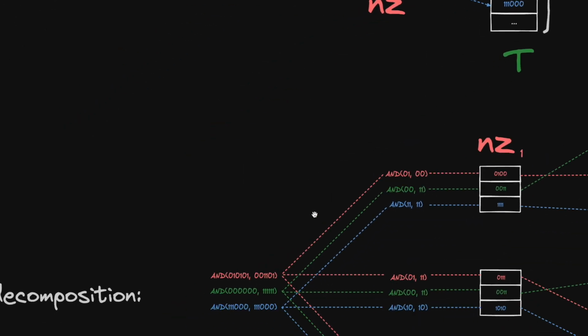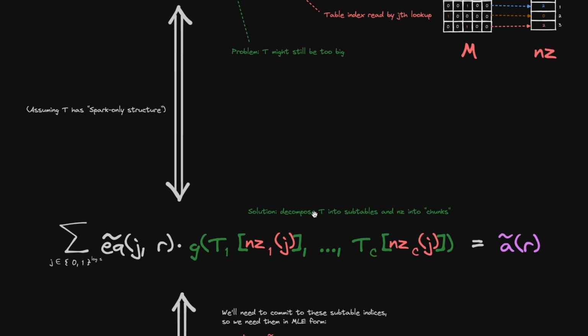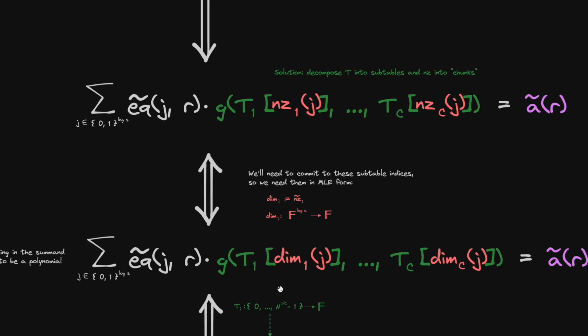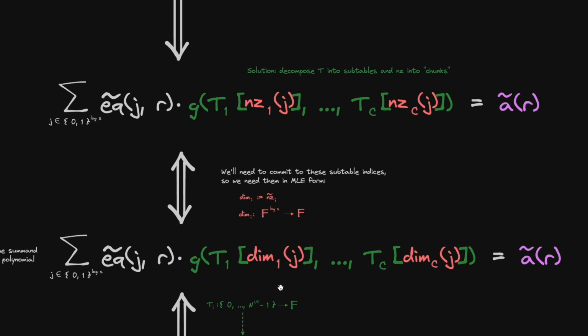Going back to the equation, the G function is just the function that does the combining of the subtable lookups. At this point, we've already introduced what NZi and Ti are going to look like, but a few housekeeping items. We'll need to commit to these subtable indices, so to do that, we'll need them in MLE form. That's pretty straightforward. We're just going to define these dim sub i polynomials to be equal to the multilinear extension of those NZ sub i's. So that's going to have this domain and range, F^(log s) to F. Just subbing in dim i for NZi, we get this expression.